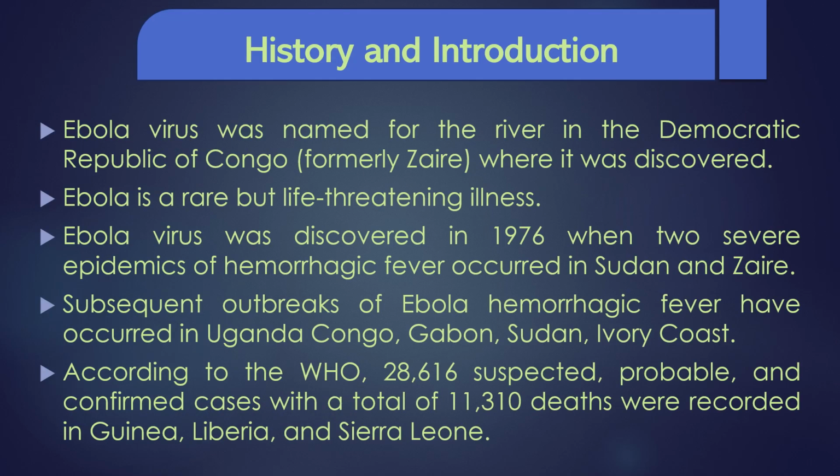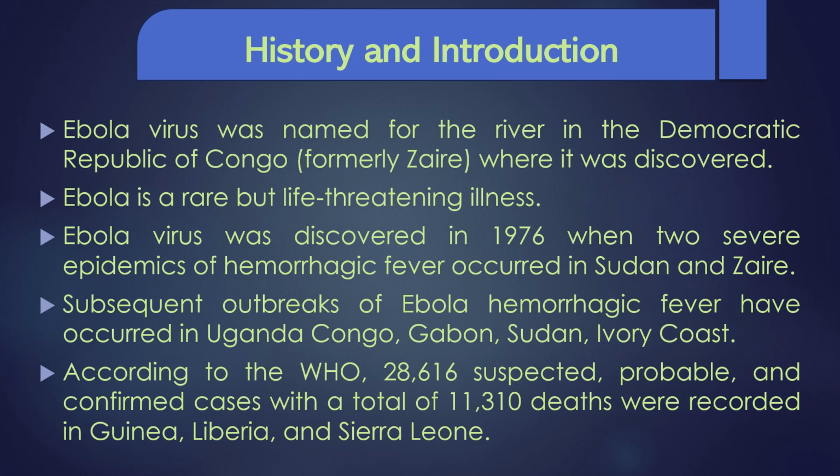History and Introduction. Ebola virus was named after the river in the Democratic Republic of Congo where it was initially discovered. Ebola is a rare but life-threatening illness. Ebola virus was discovered in 1976 when two severe epidemics of hemorrhagic fever occurred in Sudan and Zaire. Subsequent outbreaks of Ebola hemorrhagic fever have occurred in Uganda, Congo, Gabon, Sudan, Ivory Coast.